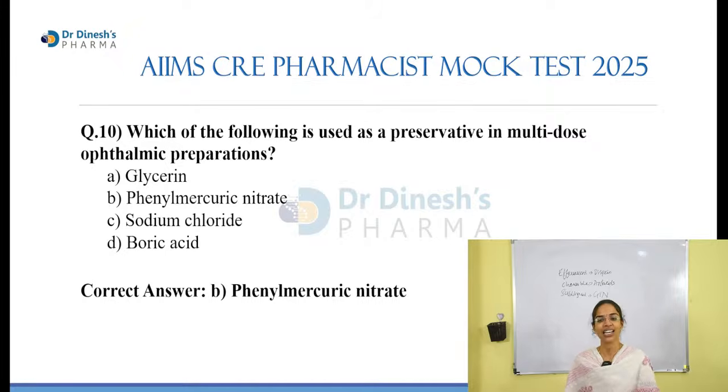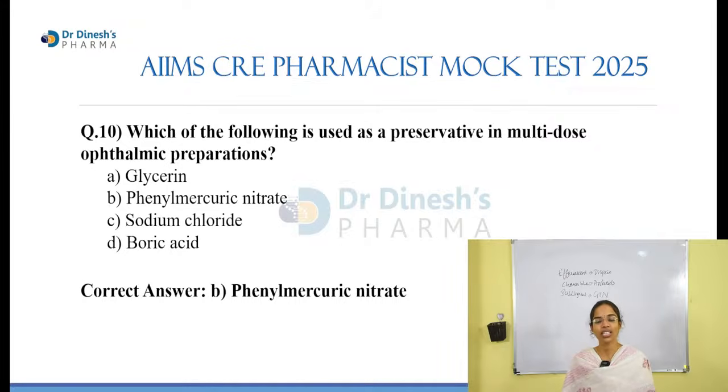Okay, and our options are A. Glycerin, B. Phenyl mercuric nitrate, C. Sodium chloride, D. Boric acid. And the right answer here is phenyl mercuric nitrate, PMN. Whether it may be a multi-dose preparation or a single-dose preparation, most of the time phenyl mercuric nitrate is generally used as a preservative in ophthalmic preparations. Okay, whatever it might be.